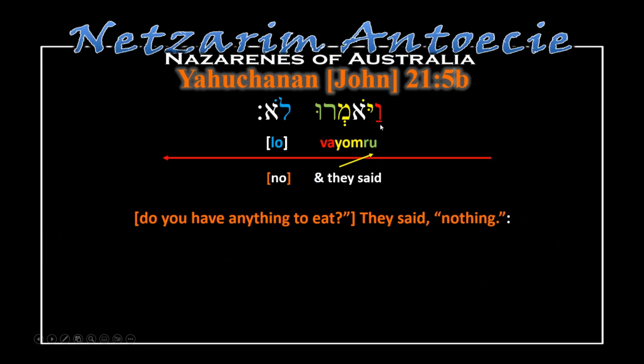And we come to 5b, which is a Vav, a Yod, an Aleph, a Mem, a Resh, and a Vav, Lamed, Aleph. Right, now let's read it. Va Yom Ru. And they said, Lo, no or not. Do you have anything to eat? They said, nothing. So of course the lo could be represented as nothing or no. And so we read it again. Vayomru lo. And they said no.